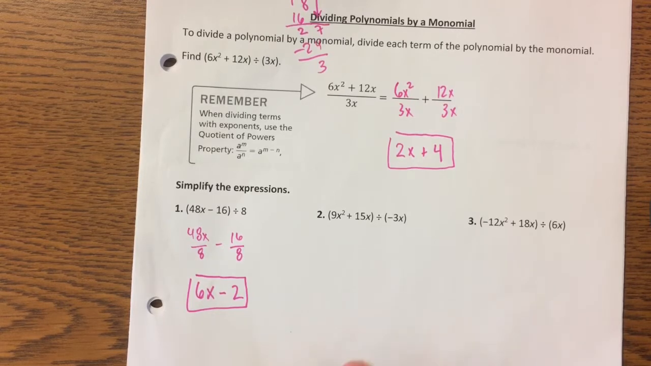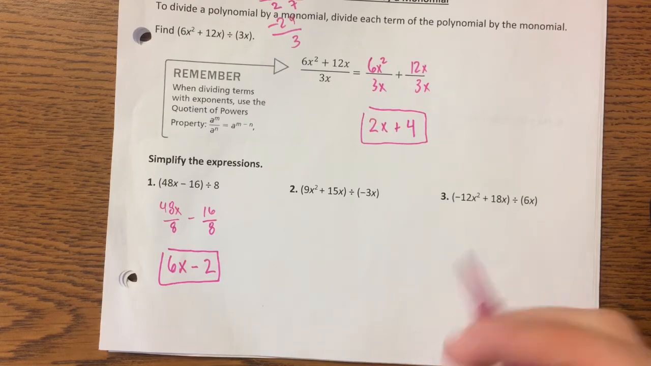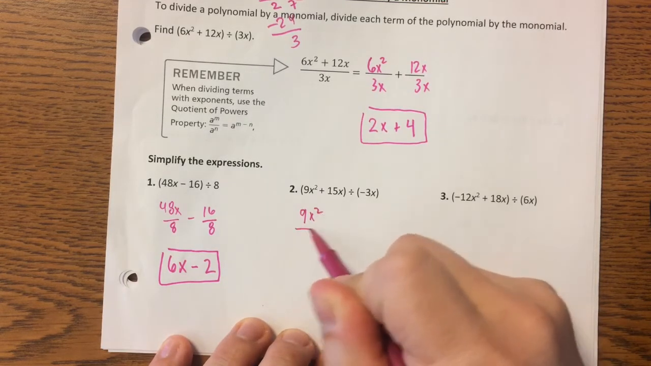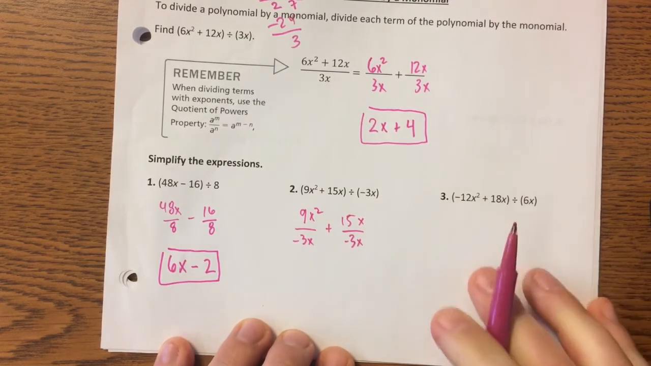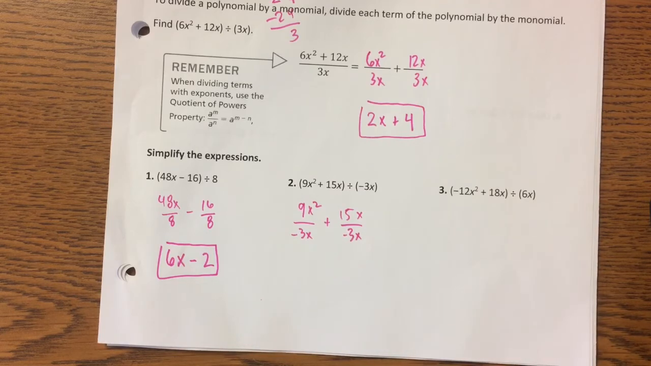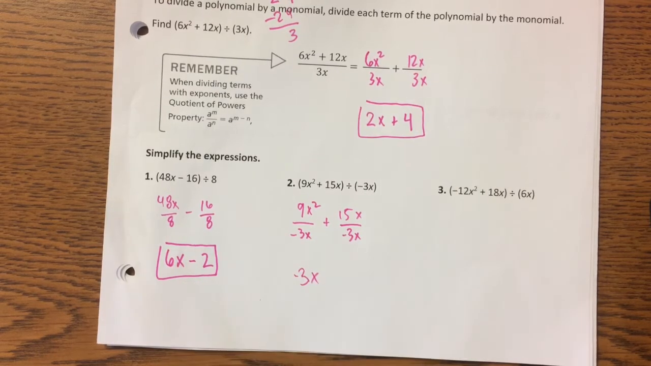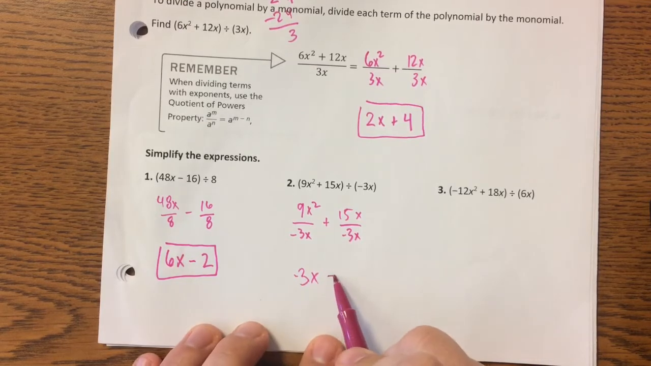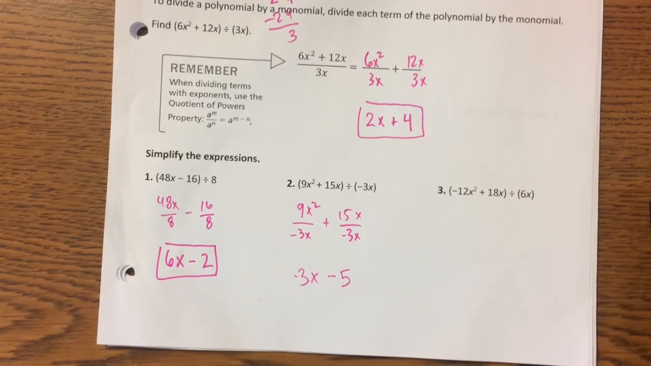Number 2, same deal here. We just divide each term by what we're dividing by. 9x squared over negative 3x plus 15x over negative 3x. So what's the first term going to be? Yeah, good. Negative 3x. And what's the second term going to be? Be careful here. No x. Okay, if you just have the same number of x's on the top and the bottom, then they'll just cancel each other out because x divided by x is 1.